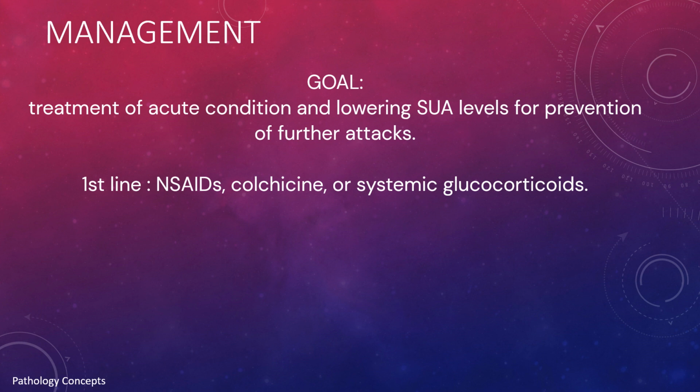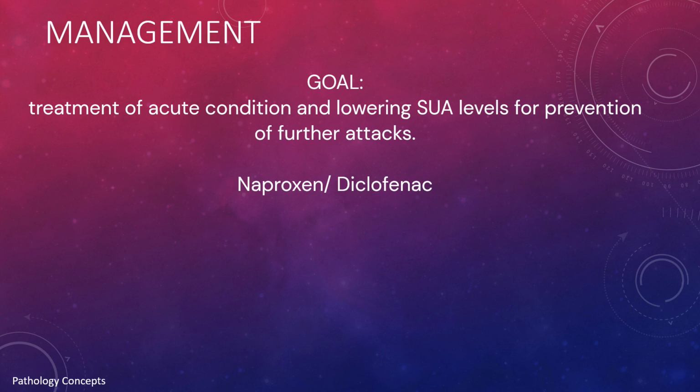The first line treatment for gout flares is non-steroidal anti-inflammatory drugs, colchicine or systemic glucocorticoids. Naproxen or diclofenac is initiated. Aspirin is not used to treat gout flare due to paradoxical effects of salicylic acid on serum urate levels.